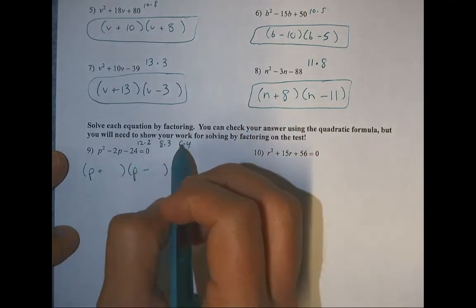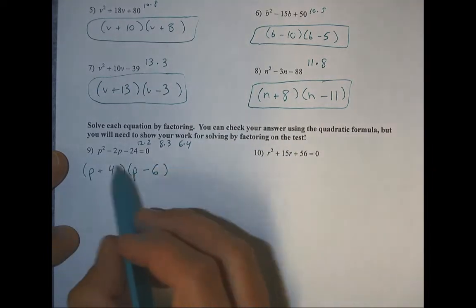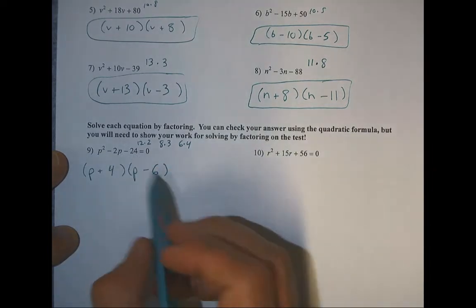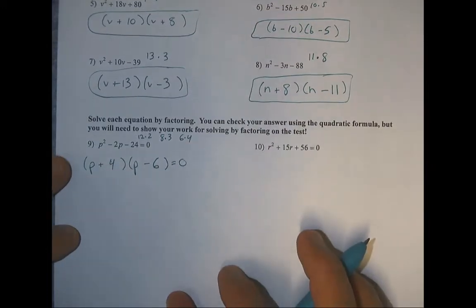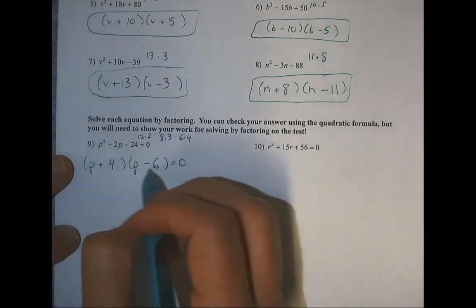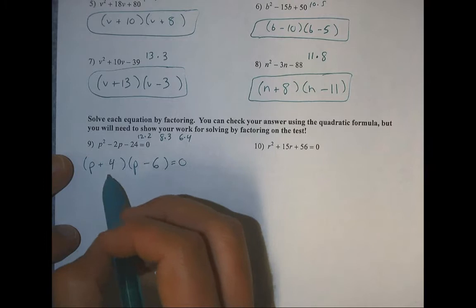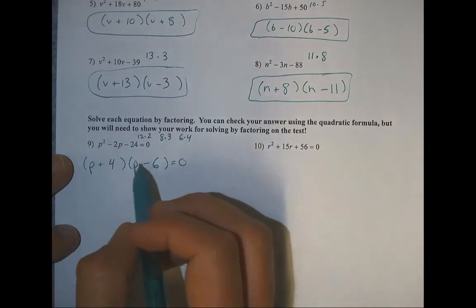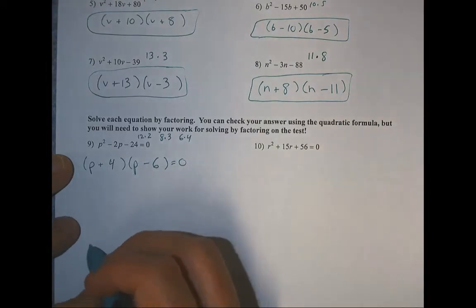And since it needs to be negative, the bigger number needs to be negative. So 6 and 4, double check it, multiplies to negative 24. And negative 6 plus 4 is negative 2. Okay, perfect. So now to solve this, it's very easy. You just set each one of these equal to 0. You could do this mentally. What number plus 4 is 0? It's negative 4. What number minus 6 is going to give you 0? That would just be 6. So the answer is going to be negative 4 and 6.